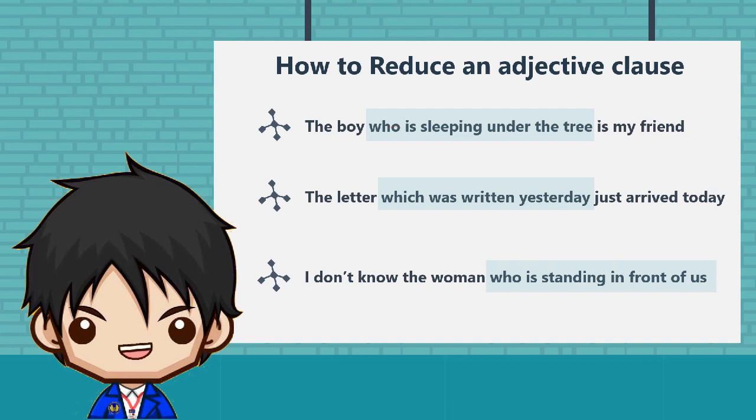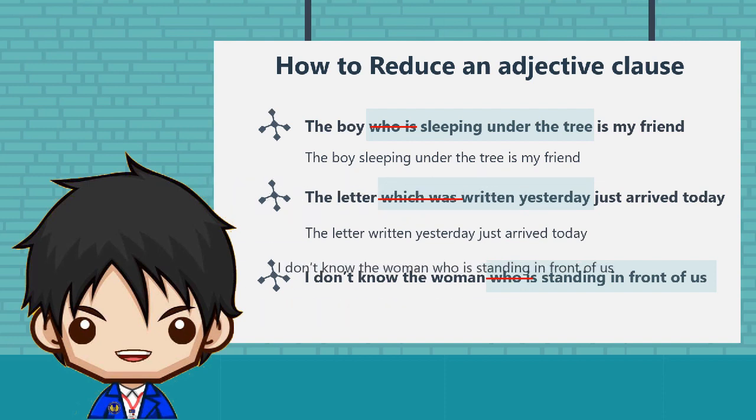Now, how do you reduce the sentence? First, remove the connector, then remove the be form if there is. So, this is how it works. So, the be form here has is, was, and is. Okay, then we remove be, the form, and the connector. Who is removed. Which was removed. And who is also removed. And the sentence form after being reduced changed to the first sentence I wrote under their respective sentence.